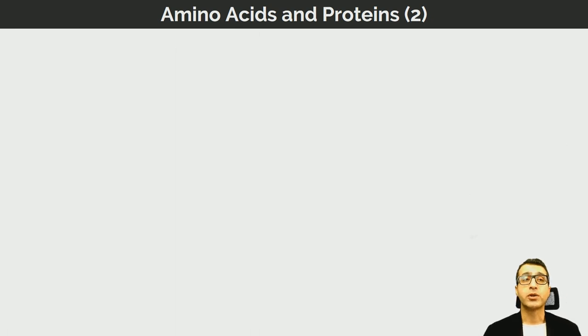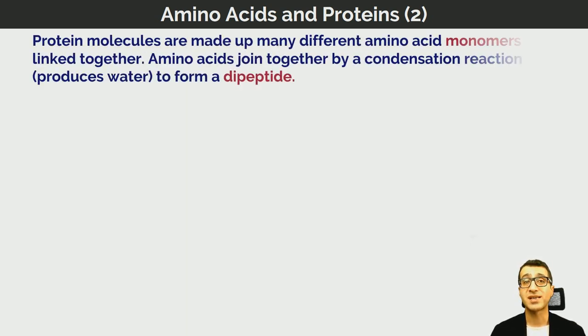So protein molecules are made up of many different amino acids, monomers, the individual building blocks, and these are linked together. And again, this is done by means of condensation reactions. So if you take two individual amino acids and link them together by means of a condensation reaction, you get what's called a dipeptide. This is in the same way that when you start with two individual monosaccharide subunits and link them together by a condensation reaction, you end up with a disaccharide. And so again, the prefix di here means two or two units.